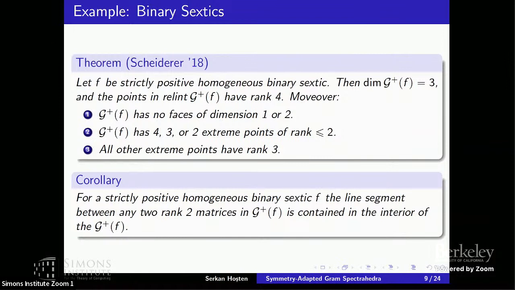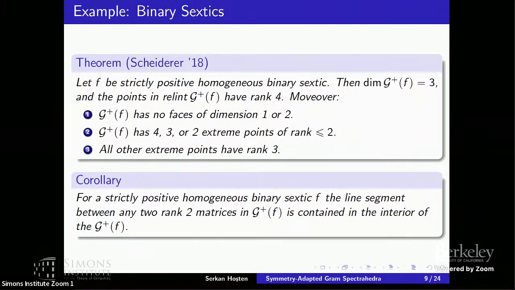So suppose you have a homogeneous positive binary sextic, and you look at the Gram spectrahedron, that's G plus F. As you saw in the earlier picture, it's a 3-dimensional convex body. The inside corresponds to 4x4 matrices of rank 4. On the boundary, this spectrahedron does not have any faces of dimension 1 or 2. It doesn't have line segments or curve segments or two-dimensional patches as faces.